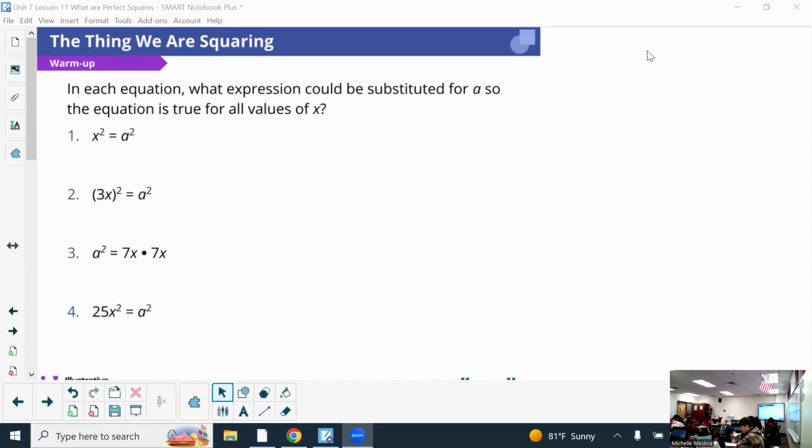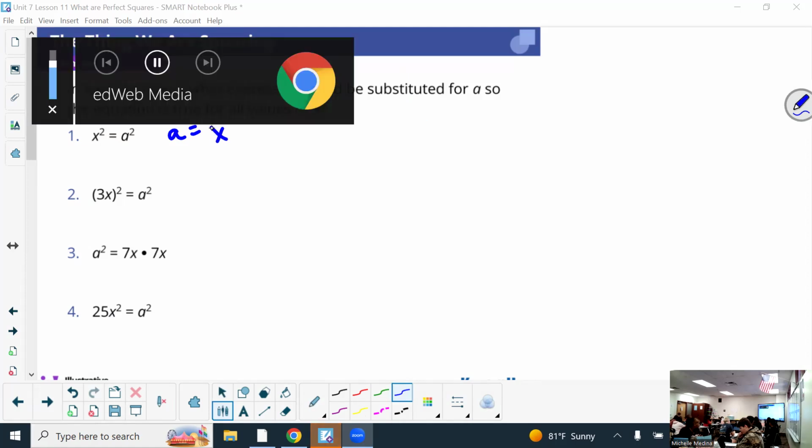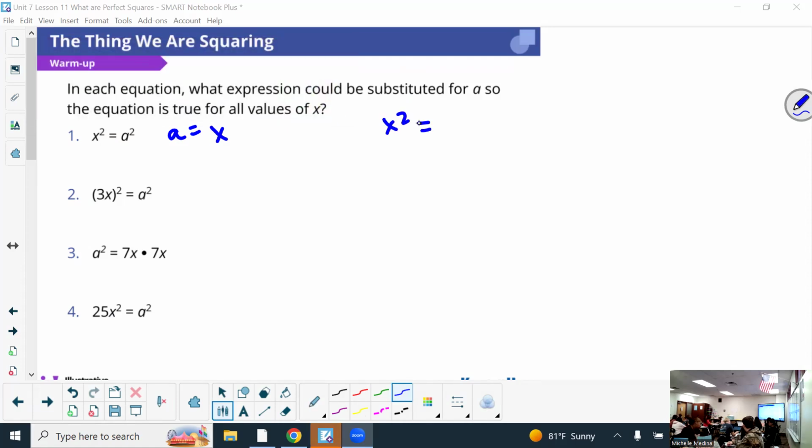Okay, so in each equation, we are writing what expression A has to be to make the equation true. So table 3, what does A have to be in the first one to make it true? All right, class, do you agree with that? So let's see what it looks like substituted for the A. Are these equivalent to each other? So then, yes, A just has to be X in the first one.